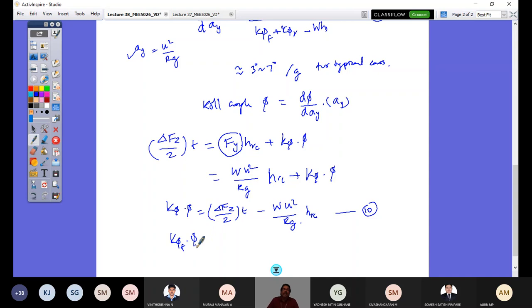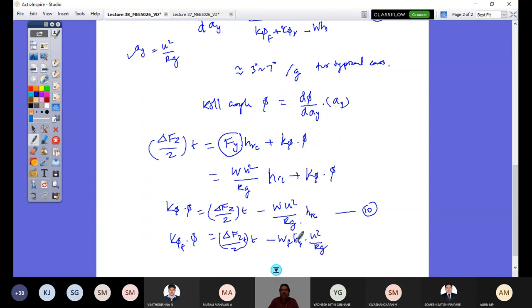So K phi F into phi can be written as delta Fz F by 2 into T minus W F H F. I write here it is front axle wheel, so Fz F by 2 is because per wheel. So look at now, this H F is my roll center, which is for a whole vehicle, whereas per axle when I look at, it's W F into H F into U squared by R G.